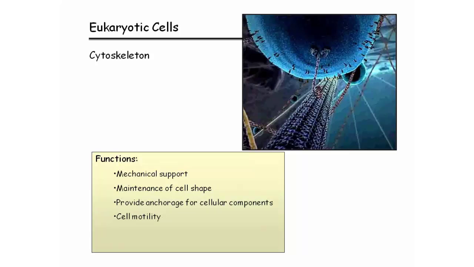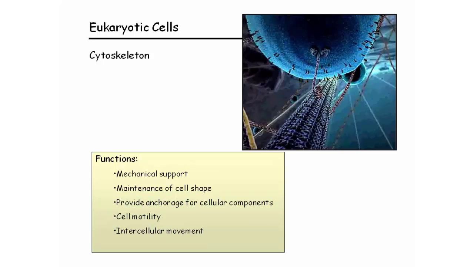The cytoskeleton is also important for cell motility. This means when entire cells need to move, generally speaking, it's going to be the cytoskeleton that's involved in that. A good example of that would be a sperm cell. So you're all probably very familiar with the fact that sperm cells have tails and they can swim. That tail will be a part of the cytoskeleton.